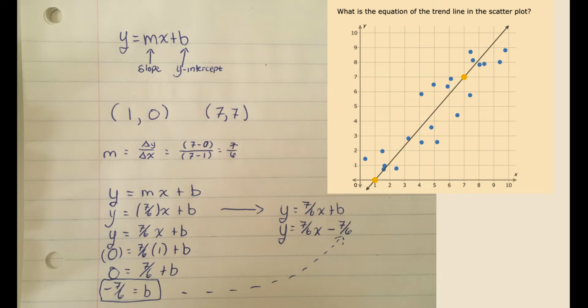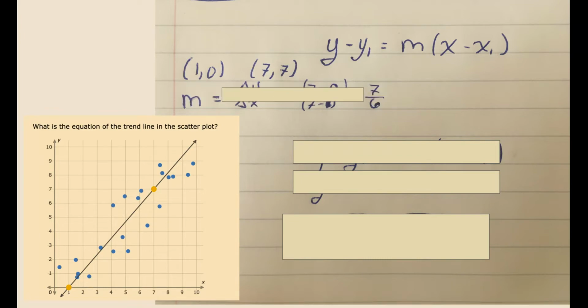Another way to do this, if this way is not what you like: you have 2 points, and when you have 2 points, you can always use the point-slope form to find the equation of a line. That's another way to do it. The point-slope form means you just need 1 point and the slope. Regardless, you still need to find the slope. So calculate the slope using the 2 points, the yellow points that are clearly on the diagram. It's the same as what we did before.